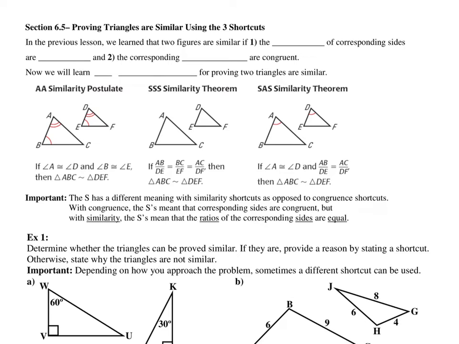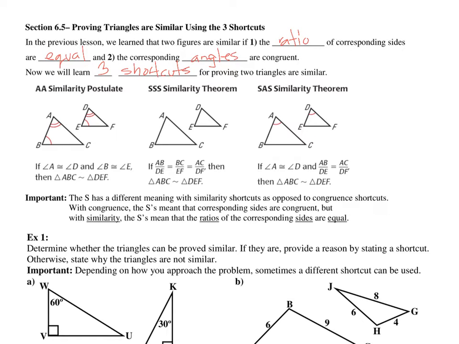All right, starting lesson 6.5, proving triangles are similar using 3 shortcuts. In the previous lesson, we learned that 2 figures are similar if the ratio of corresponding sides are equal and the corresponding angles are congruent. Now in this lesson, we will learn 3 shortcuts. These come in very handy for proving 2 triangles are similar.